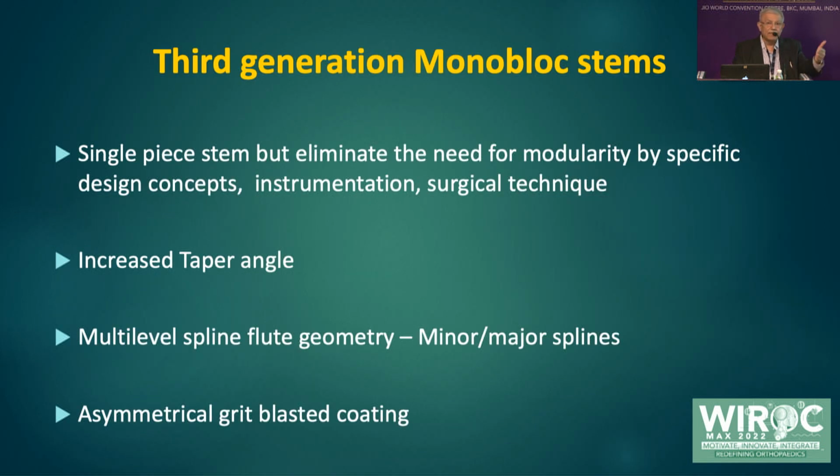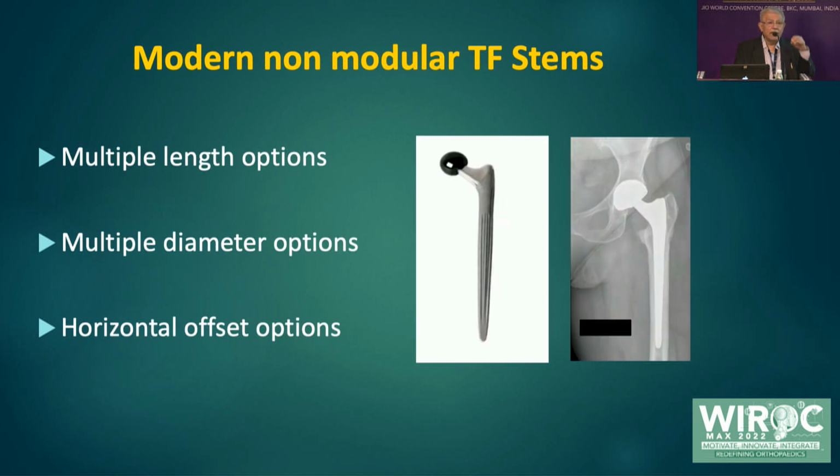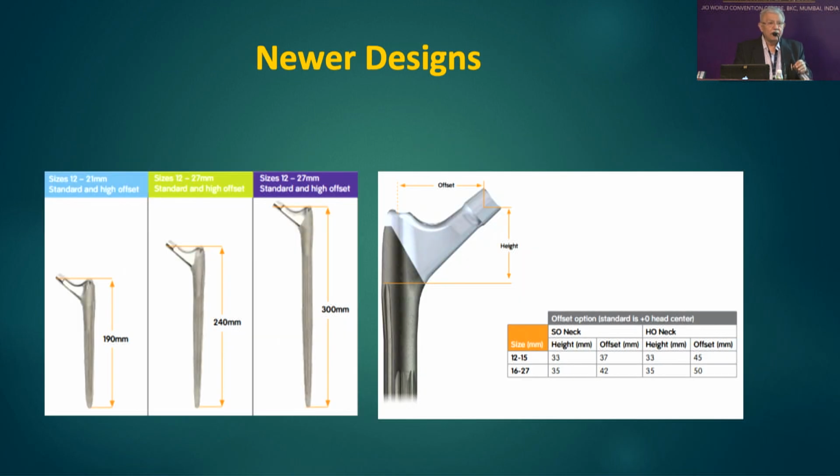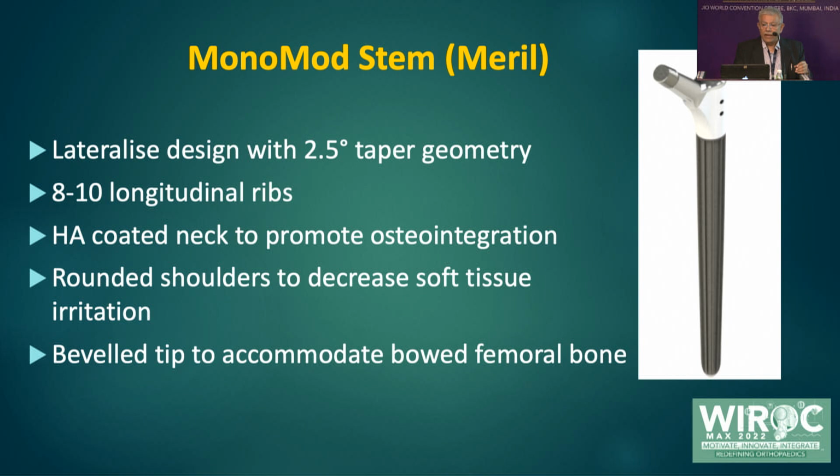And there the third generation stem came. They changed the flute, they changed the taper angle, and the rough surface blasting also changed. They gave multiple length options, multiple diameter options, horizontal offset options. All these things what we wanted have been given into the newer design. And this monomod stem of the Meril has got 8 to 10 longitudinal ribs, HA coated in the proximal part. So it promotes the osseointegration.